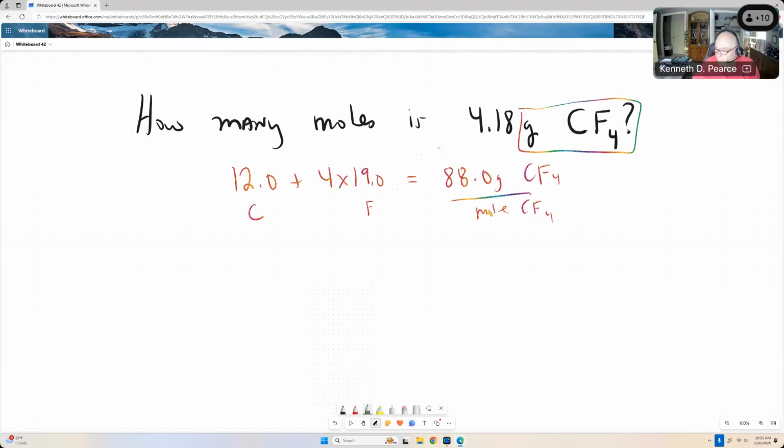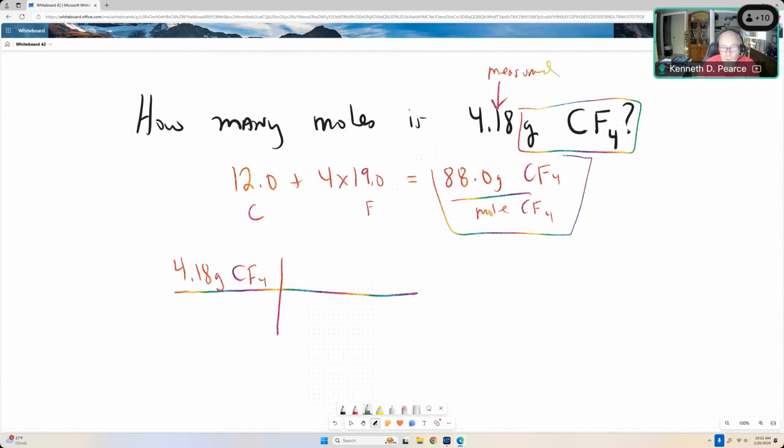All right. So what did everybody else get for the final answer though? Well, if we look at this, we've got the molar mass. What's our measured number? That's my measured number, because I had to throw it on a scale. That's what makes a measured number, is you throw it on a scale. And we got 4.18 grams CF4. Now, how do you want to use this over here? You want to use it like it is or flip it over? Flip it. Yeah, you want to flip it because you want grams on the bottom, so the grams will cancel.